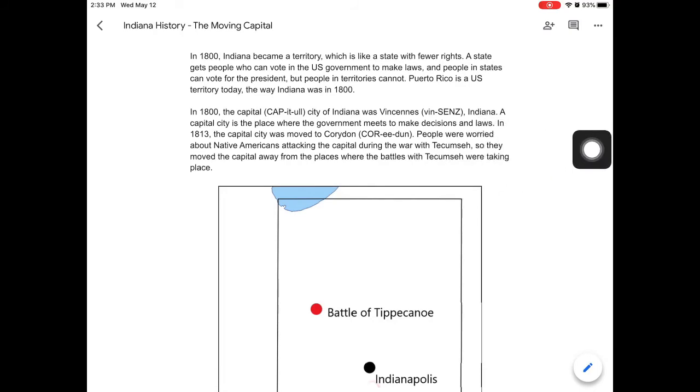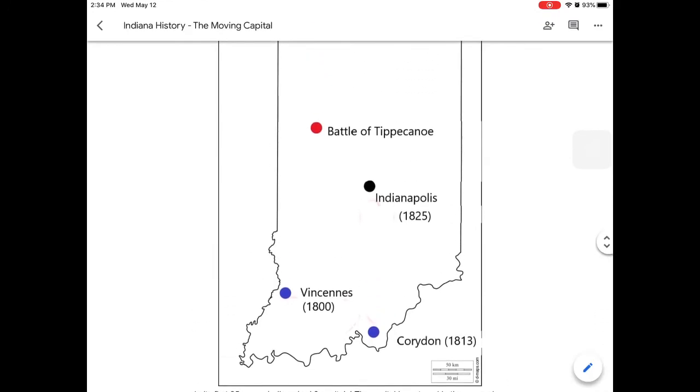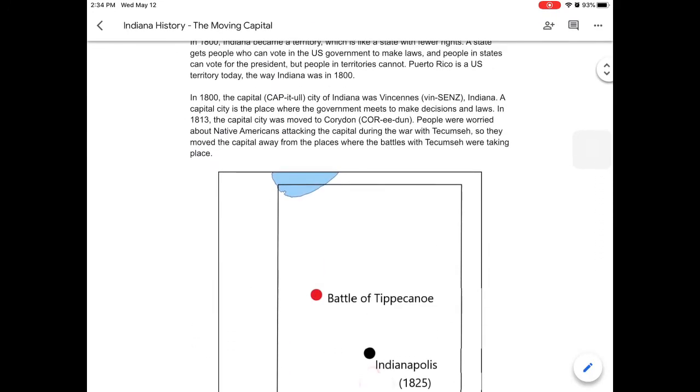Is this the capital when it became a state? Let's go check. Became a state in 1816. It doesn't say anything about there being another capital before 1816, so I'm going to assume that this was the first state capital. So I'm going to write down the name of that city, Corydon. Okay, I found two things.